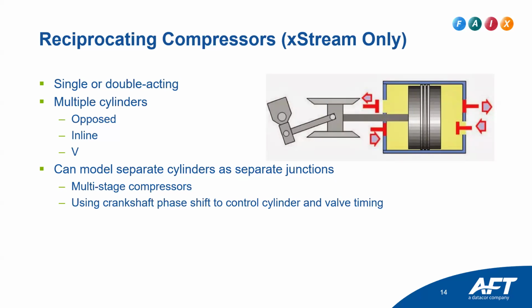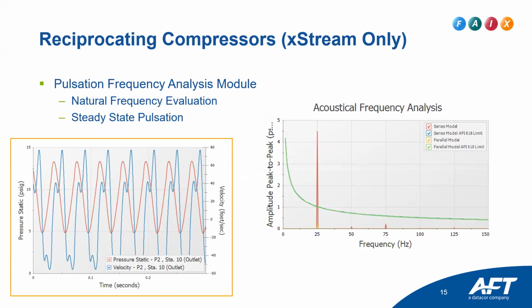But this is Extreme only, so that would require Extreme and PFA if we were also wanting to do a frequency analysis. That's the pulsation frequency analysis module. So in the pulsation frequency analysis module, we can do natural frequency evaluation or steady state pulsation. We can also perform the steady state pulsation frequency analysis with either reciprocating compressors or any other compressor with periodic flow for your diaphragm compressors, etc. So in that case, you would set up either a cyclical transient if you can do it with the sine waves, or you would set it up just using the transient tab, but you could evaluate those.